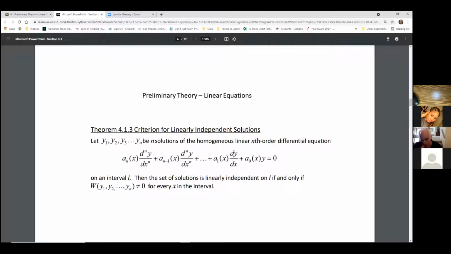Now, I actually didn't give you any problems calculating the Wronskian. When we actually solve differential equations, you'll see how this all works out. And we're going to focus on second order differential equations. So once again, if we just had a second order differential equation, we just have y1 and y2. If we had a third order, we'd have y1, y2, and y3.